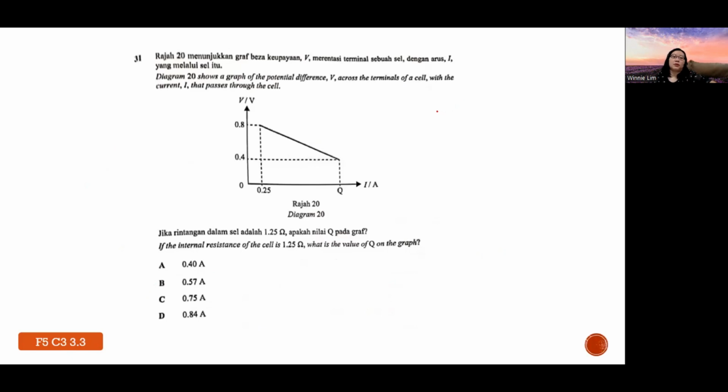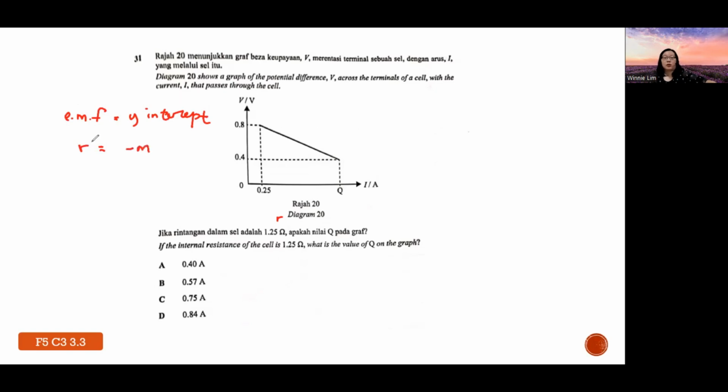31. Diagram 20 shows a graph of potential difference V across the terminal of a cell with the current I that pass through the cell. If the internal resistance of the cell is 1.25 ohm, what is the value of Q on the graph? Okay, so this is the graph or the result obtained to find the EMF and also internal resistance. So basically, you can get the EMF from the y-intercept, and then the internal resistance small r using negative gradient.